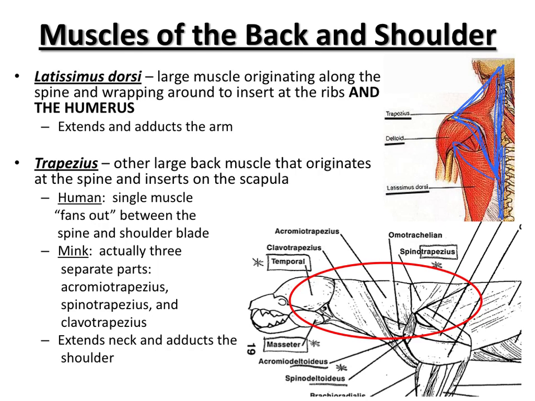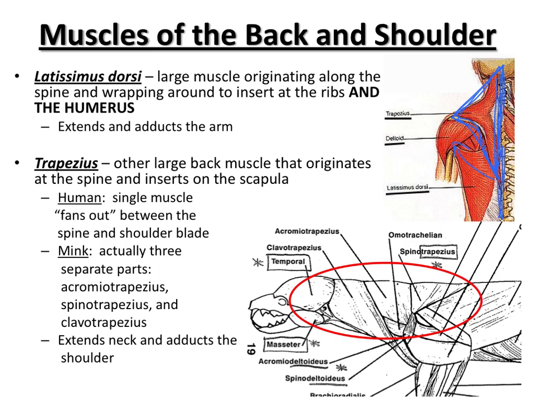In a human, for us, it's a single muscle that fans out between the spine and the shoulder blade. Allows you to extend your neck or put your head back. Also adducts the shoulder, so that if you were to try to pop your back by pulling your shoulder blades back behind you, that's your trapezius.